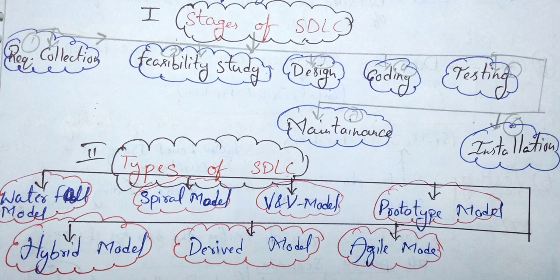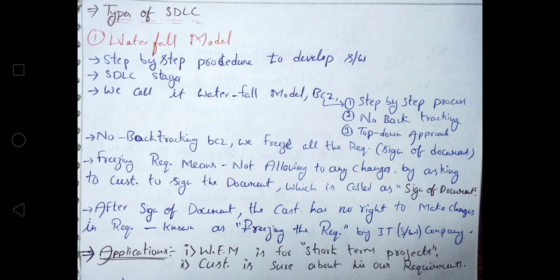If anyone of you didn't watch that previous video, please go and watch it, because without watching that video you cannot understand today's topic. Let's start. Types of SDLC: we have waterfall model, spiral model, V and V model, prototype model, hybrid model, derived model and agile model. These are all the types of SDLC used by IT companies to develop software. Today we are going to discuss the waterfall model.